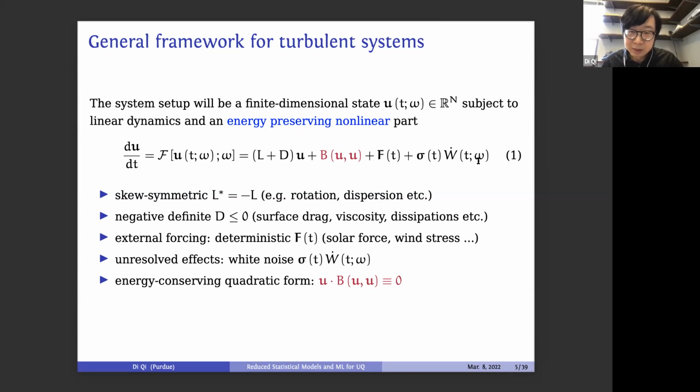from the flow. The forcing from the external driving terms is also conventionally decomposed, first into a deterministic forcing, and also we represent the various unresolved forcing effects as a white noise process. And most importantly, the nonlinearity of the system is summarized in this quadratic bilinear term denoted by B(U, U), and usually it will satisfy some conservation law. In this abstract system, I just denote it as the inner product of U and the quadratic term to be 0 for all time.